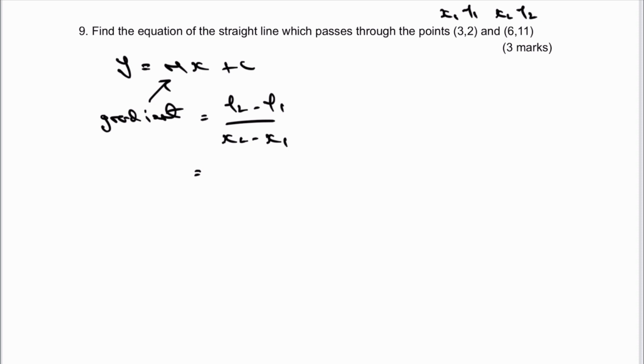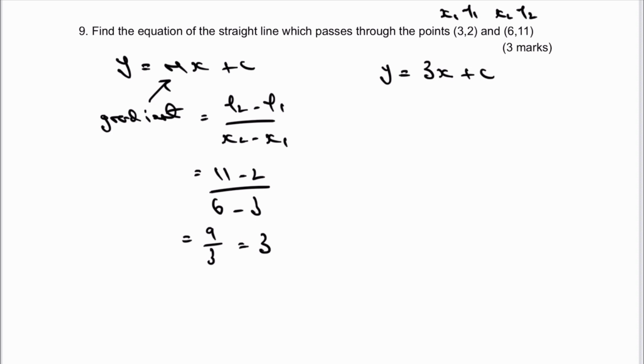Then I can feed this information directly into my gradient calculation: y2 is going to be 11, y1 is going to equal 2, x2 is going to equal 6, and x1 is going to equal 3. Okay, so therefore I've got a gradient of 9 over 3, which is actually a gradient of 3. Okay, so we've got our first part correct. We've got y equals 3x plus c. Okay, so we need to then find out the value of c.